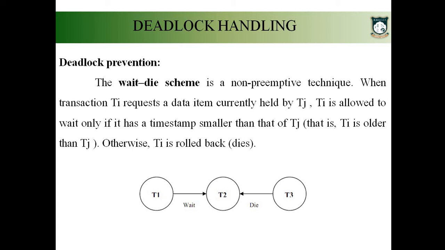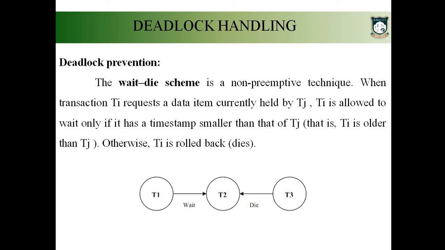I will repeat the point once again, students. A transaction is requesting a data item presently held by another transaction. Now in this case, we will be comparing the timestamp value of the already locked transaction and the requesting transaction. If the requesting transaction's timestamp value is lesser, then it is allowed to wait. Suppose the requesting transaction's timestamp value is greater, then the requesting transaction is made to roll back. Okay, so this is the wait and die scheme.